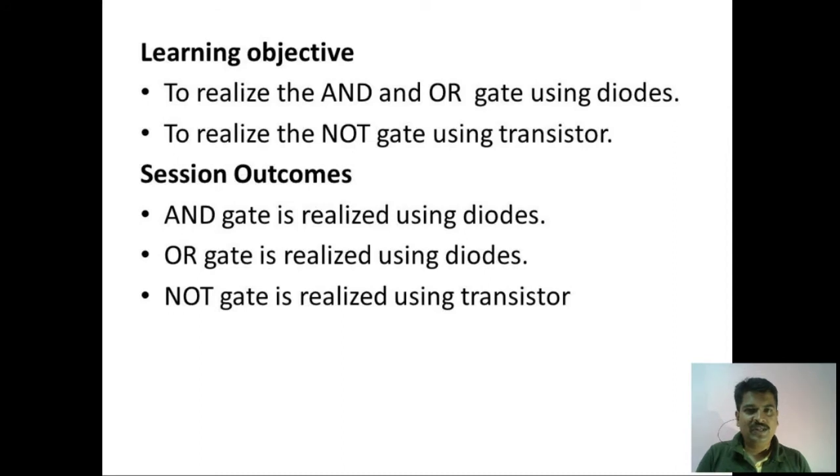So we are going to learn about the AND and OR gate definitions, truth tables and symbols. Along with that, we are going to realize the AND and OR gate using diodes.